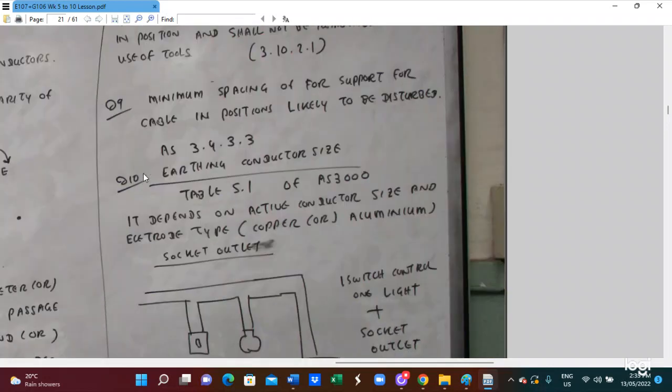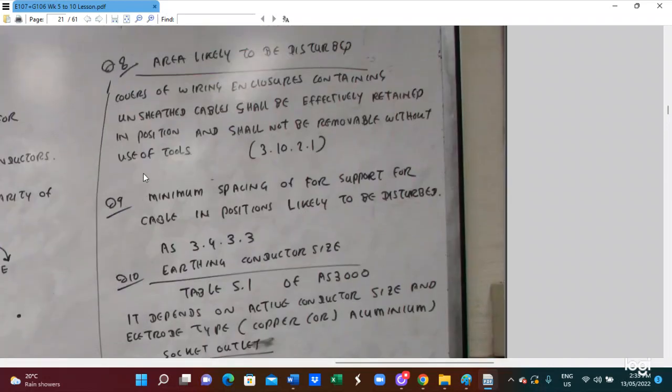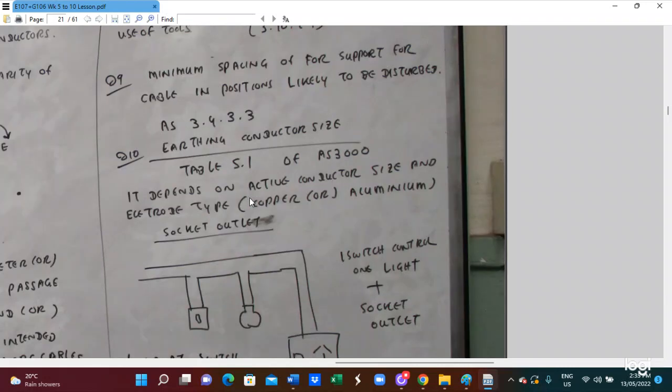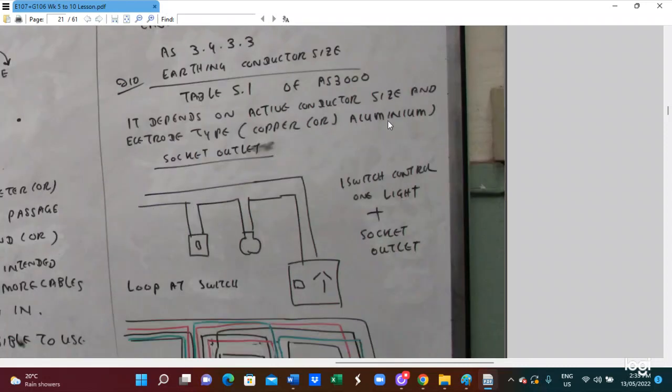The next one is the minimum spacing for the support of the cable in a position likely to be disrupted. In this case, we have to follow AS 3000. For earthing conductor size, we need to apply table 5.1 of AS 3000. So it depends on the earthing conductor size and the electrode type, copper or aluminum.